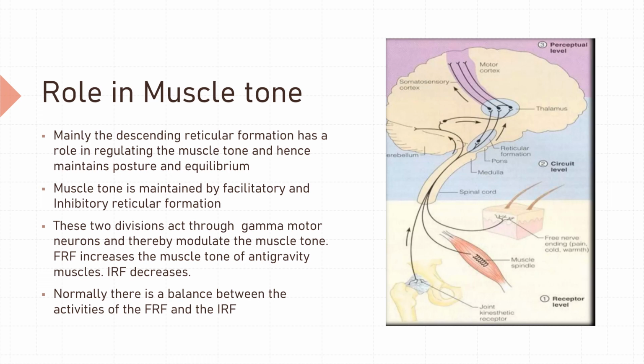The descending reticular activating system plays a major role in muscle tone, as we have mentioned earlier, and has the facilitatory and the inhibitory reticular formation. These two divisions act through the gamma motor neurons and thereby modulate the muscle tone. It maintains posture and equilibrium. The facilitatory reticular formation increases the muscle tone of anti-gravity muscles, while the inhibitory reticular formation decreases the muscle tone. Normally there is a balance between the activity of the facilitatory reticular formation and the inhibitory reticular formation.